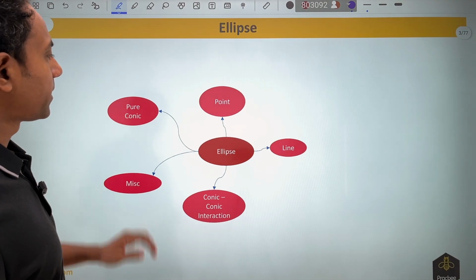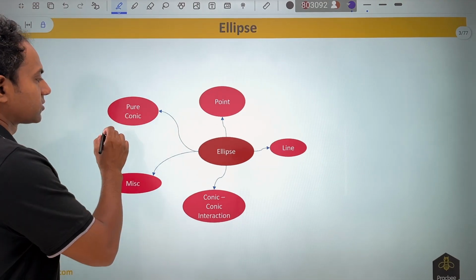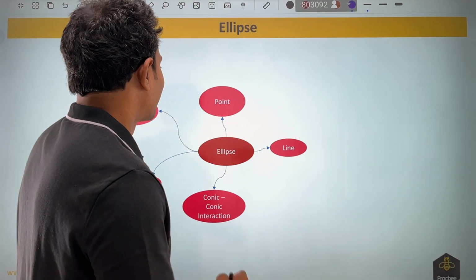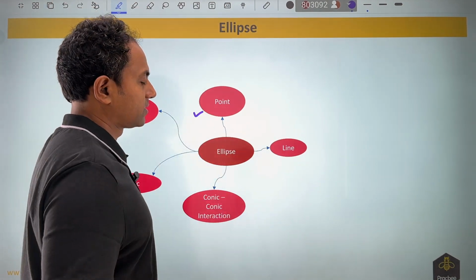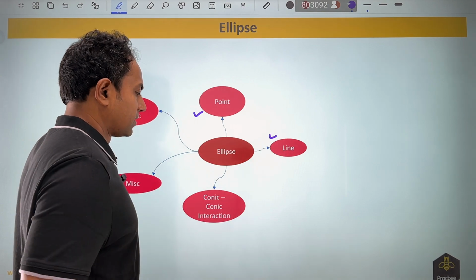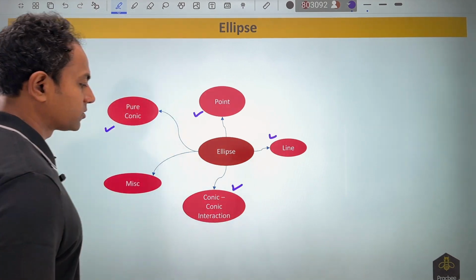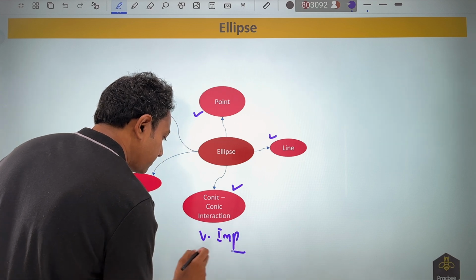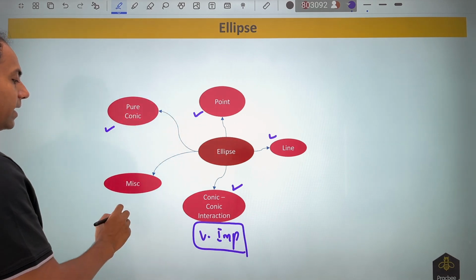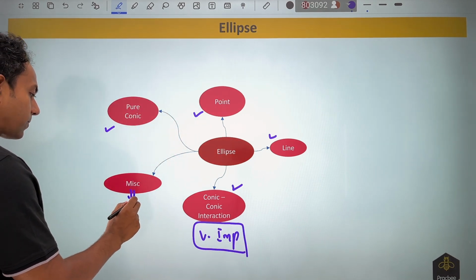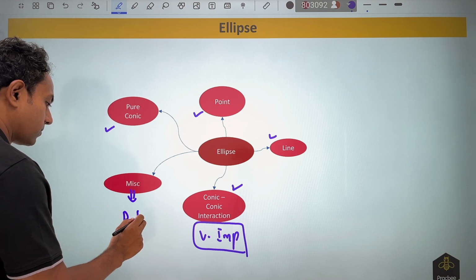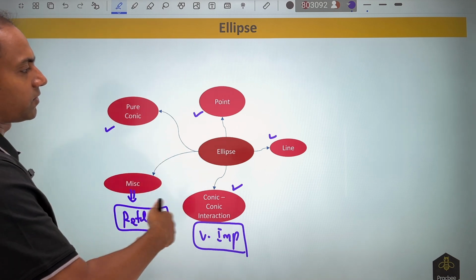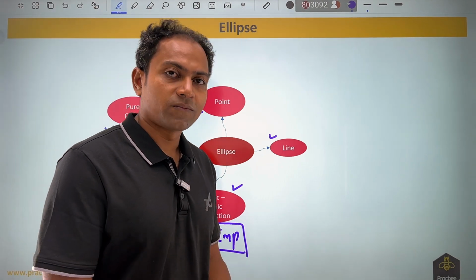If I look into the mind map, you can see that we'll start our discussion with pure conic, like we did in circle, like we did in parabola. Then we are going to move towards point. Then we are going to move towards line. And then conic-conic interaction, that remains one of the most important areas in this chapter. And ultimately end our discussion with some miscellaneous topics such as reflection property. Needless to say that each of these areas I will further delineate when we go into each of these discussions.